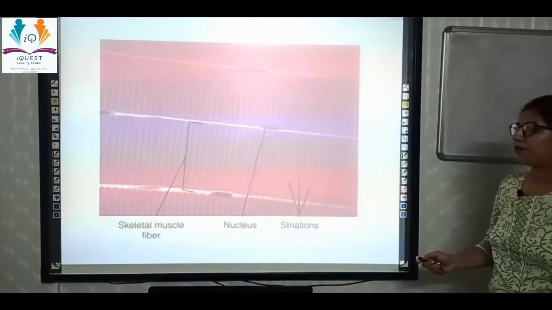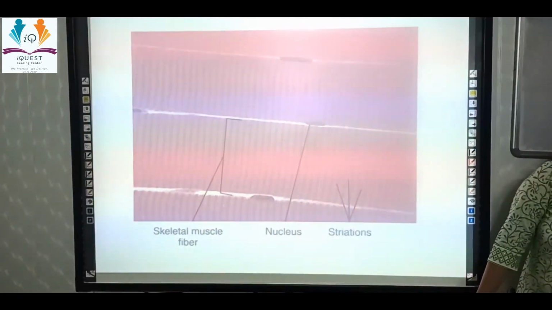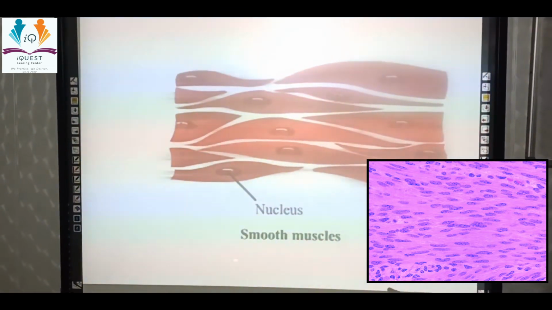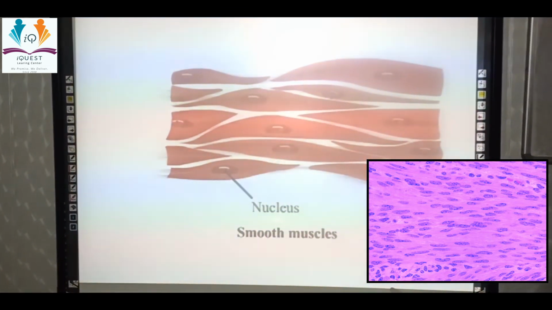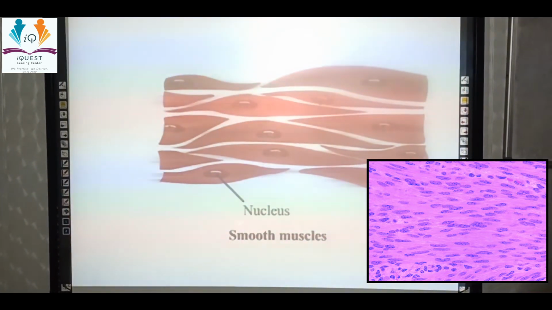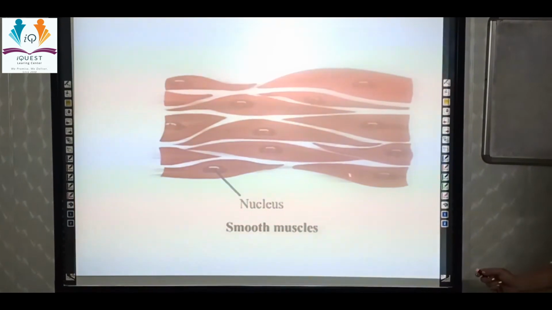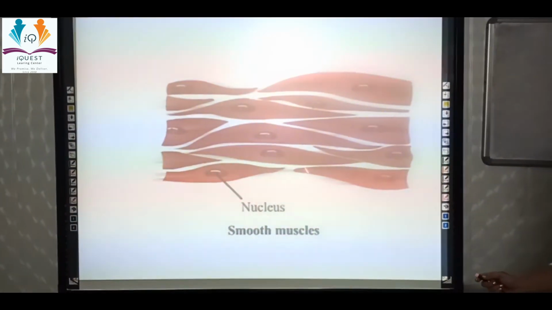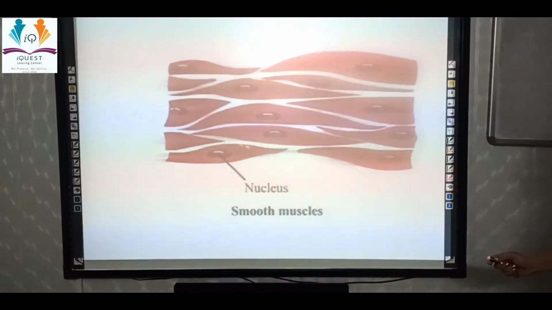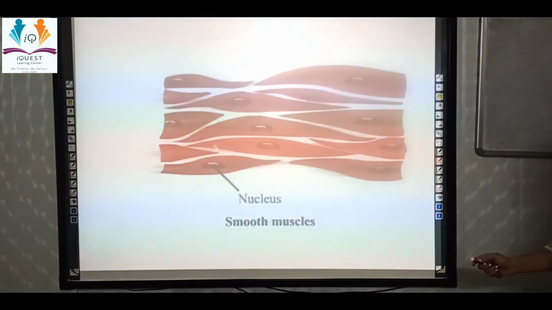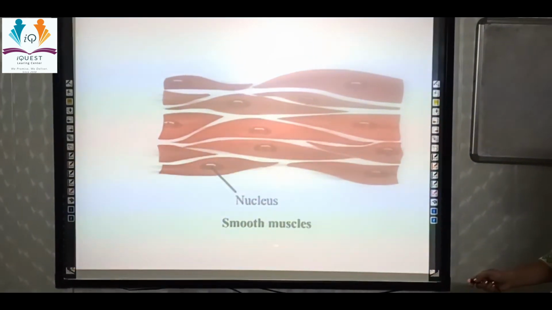The second type of muscle is the smooth muscles. This is the smooth muscle. You can see the difference between the structure of the striated and the smooth. This is unstriated because striations are not seen. You can see there are no striations. Every cell has its nucleus, and these are the smooth muscles.